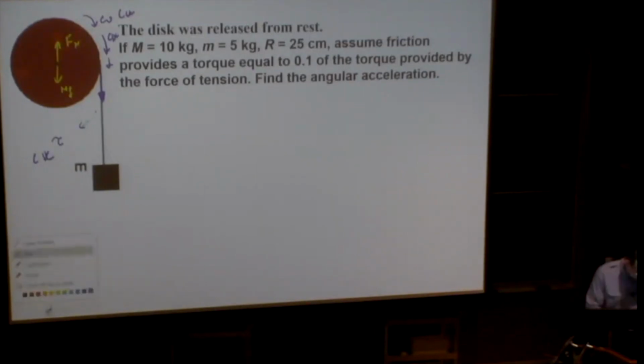However, because we have a flexibility, right, we can choose the axis right here. Our rotational equation is really, really simple. We need to add torque of friction. How would torque of friction be directed?